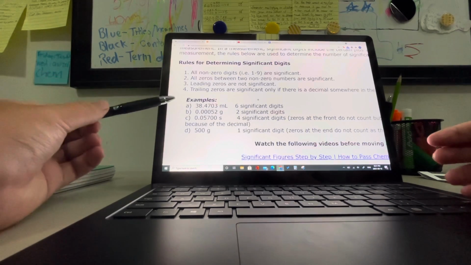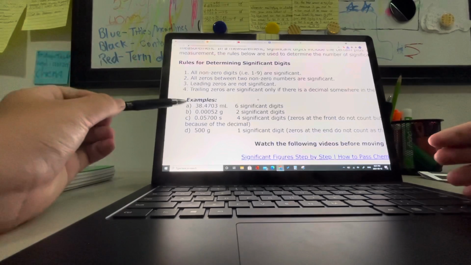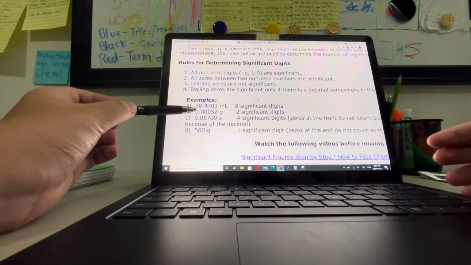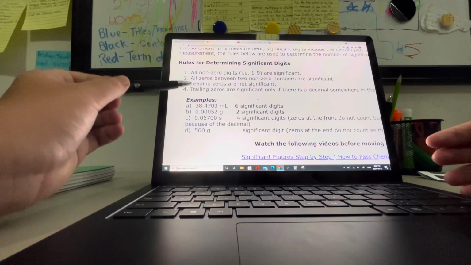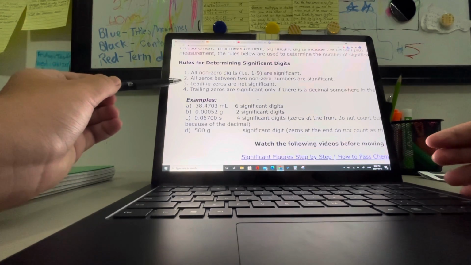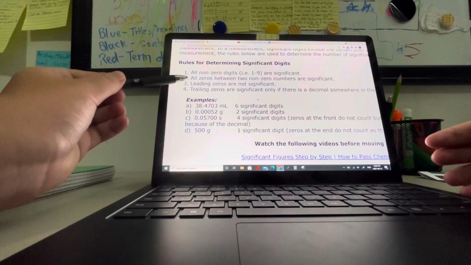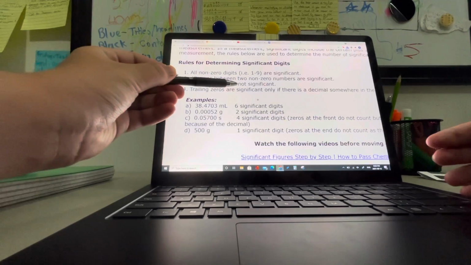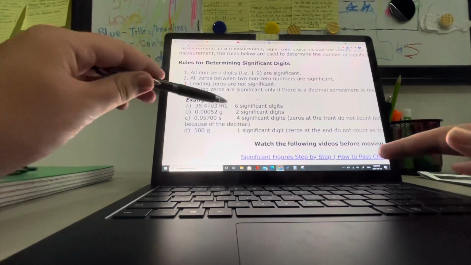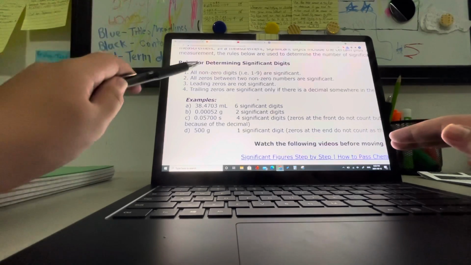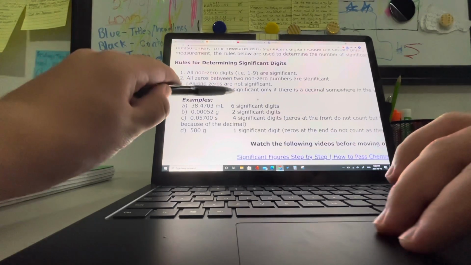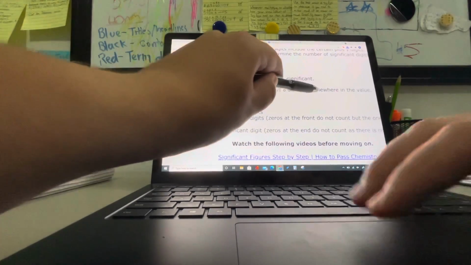0.00052 grams. The reason why there are only 2 significant digits is because there are 4 leading zeros. If you look back at rule number 3, it says that leading zeros are not significant in any sort of scenario. But don't get your mind mixed up, because I also said here that trailing zeros are significant only if there's a decimal somewhere in the value.